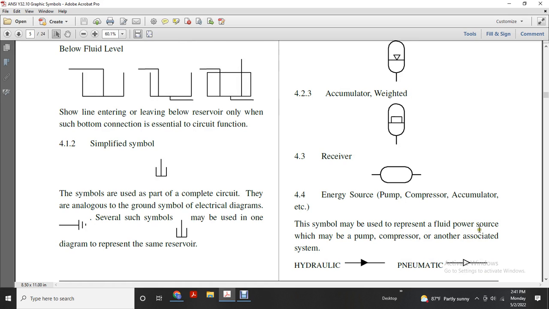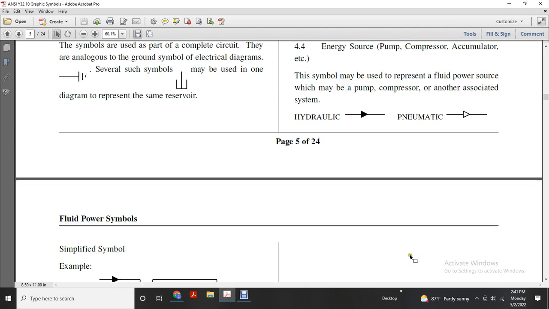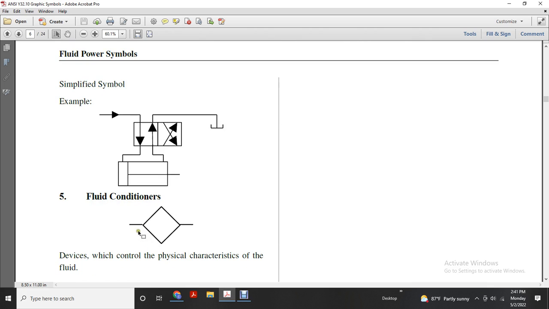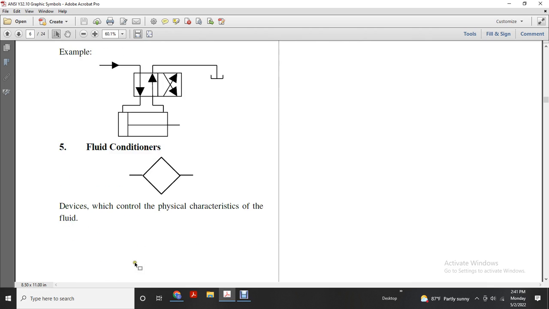The symbol may be used to represent a fluid power source, which may be the pump, compressor, or any other associated system, hydraulic or pneumatic. Simplified symbols exist. Example: fluid container, fluid conditioners, devices which control physical characteristics of the fluid.